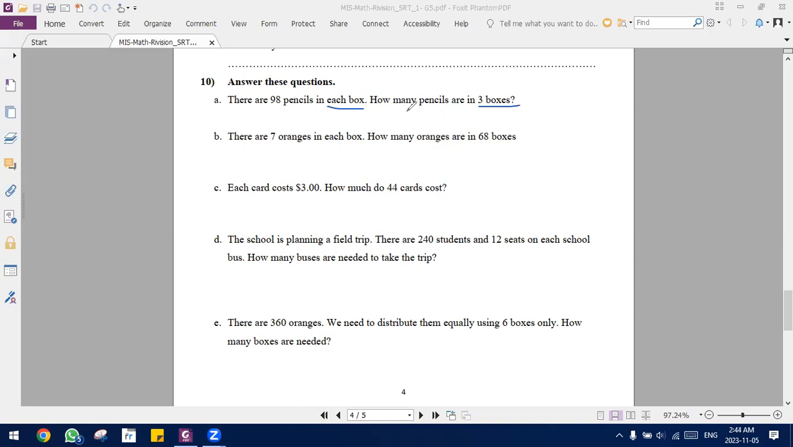Multiplication. So 98 times 3. So we multiply 8 times 3, which is 24. We write 4, we carry 2 up. Then 3 times 9 is 27, and the 2 that we carried will be 29. Then we have to write the unit. They said how many? Pencils. So the answer is pencils.